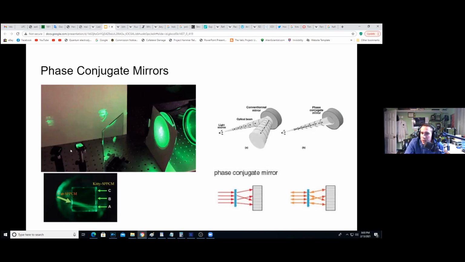And they're used in this experiment right here on phase conjugate mirrors. I want to play this video. I'm going to go find this video and play it real quick.